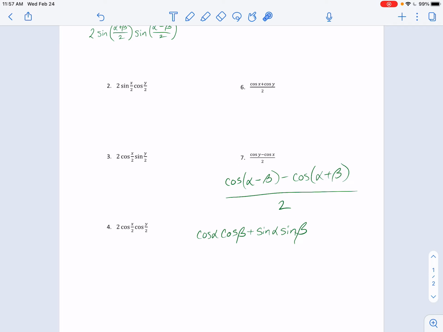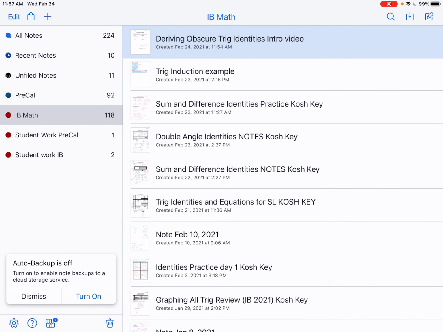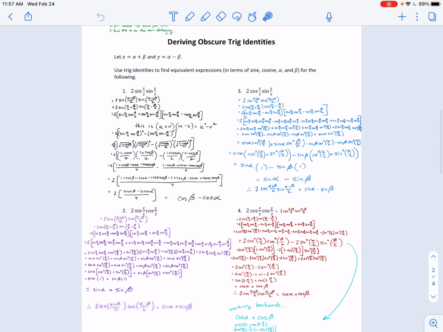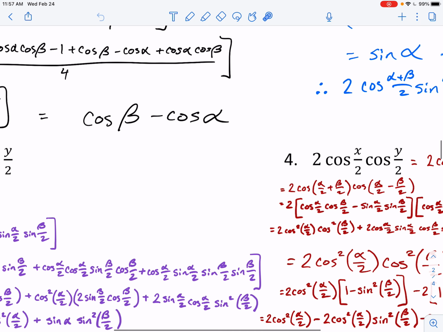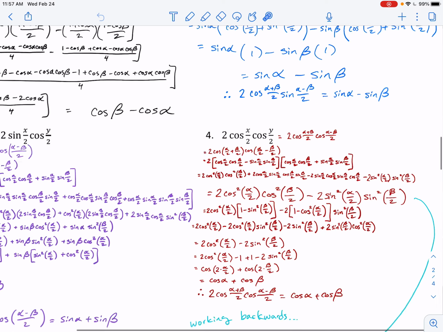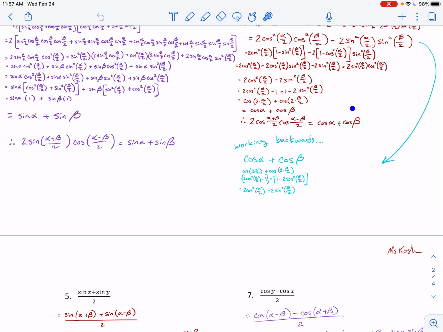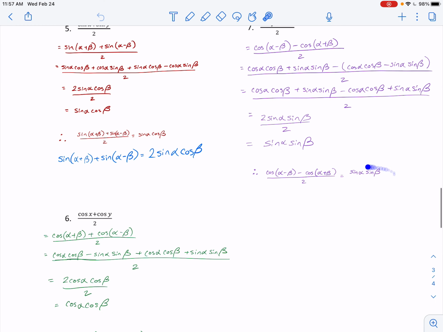And I don't want to do the work for you. I want to see if you can do it yourself. But everything comes down to nice, pretty answers. I think I have it on this page. So it comes down to something like cosine beta minus cosine alpha, or it equals sine alpha minus sine beta. They all work out, if you notice, they all work out relatively nicely.